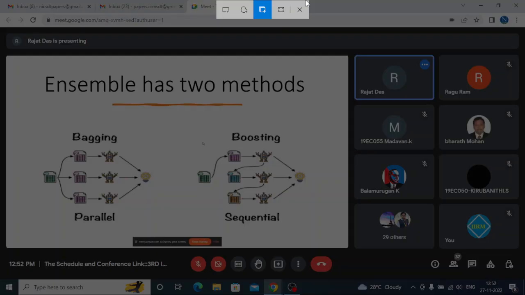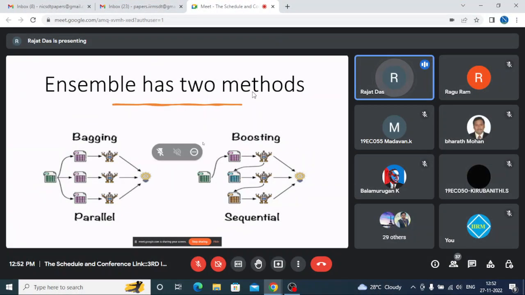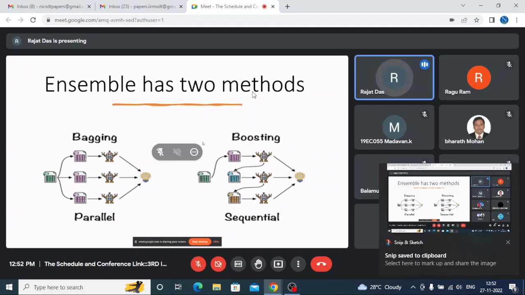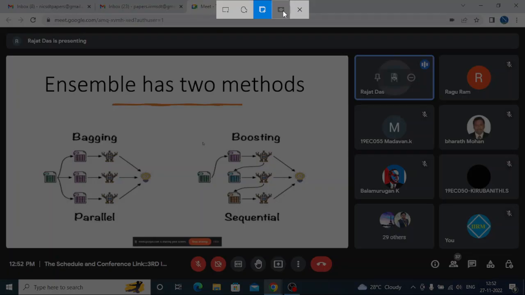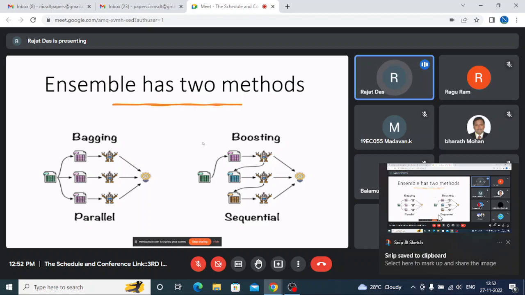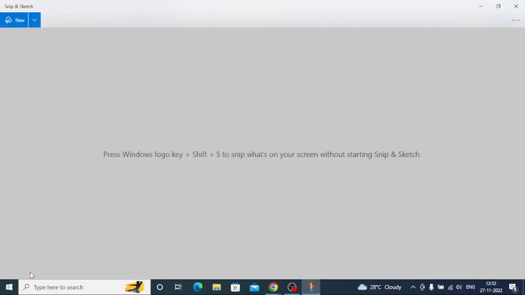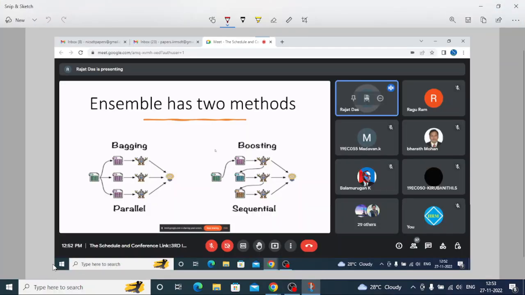Creating a different training subset from a sample training data with replacement is called bagging. The final output is based on a majority voting. And now, what is boosting? Combining weak learners into strong learners by creating sequential models such that the final model has the highest accuracy is called boosting. Examples: AdaBoost, XGBoost, etc.